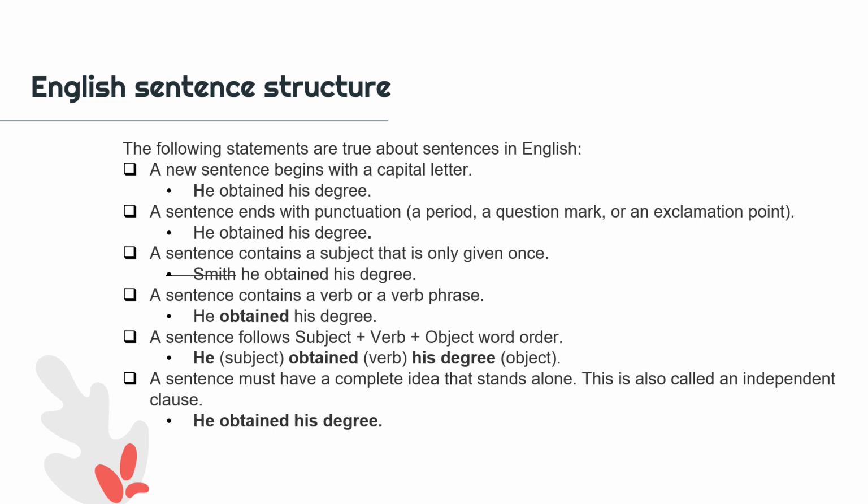Next, a sentence contains a verb or a verb phrase. He obtained his degree. A sentence follows the order subject plus verb plus object. For example, he as subject, obtained as verb, his degree as an object. And the last one, a sentence must have a complete idea that stands alone. This is also called an independent clause. He obtained his degree.